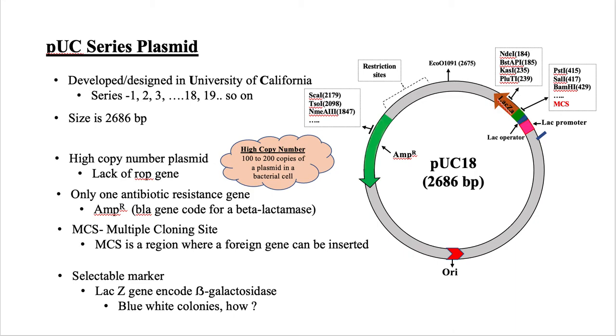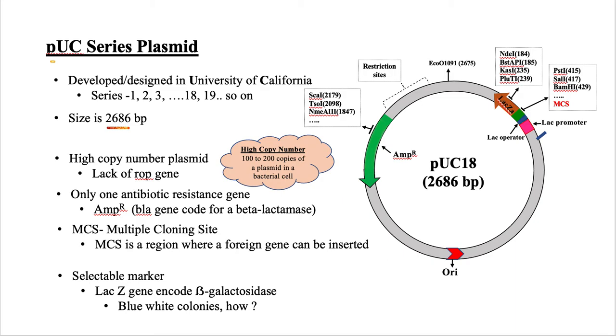Okay, so the next plasmid is the pUC series plasmid. There are different versions of the pUC vector, like pUC1, pUC2, and the list goes on, like pUC20, 21, and even more than that. As far as the naming is concerned, small p is for plasmid, and UC is for University of California, because they have been designed at the University of California. The size is 2.6 kb or 2686 base pairs.